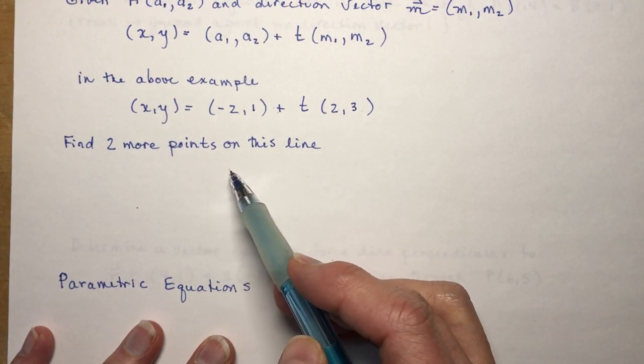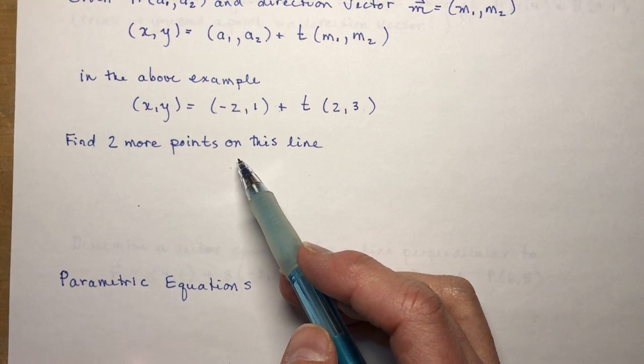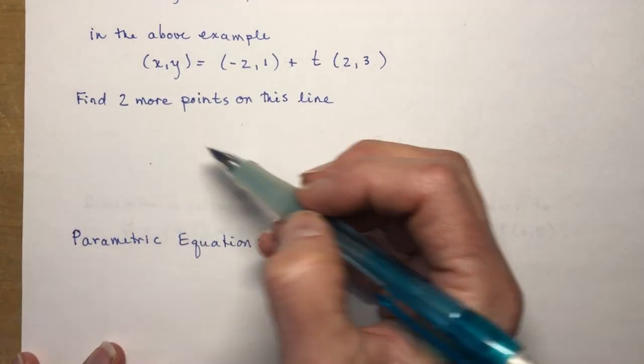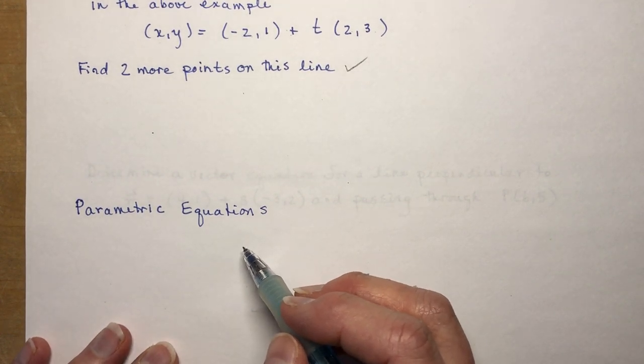Find 2 more points on this line. Oh, I just did that. I thought I didn't have enough room to do it. Okay, so we've already done this. Yay! What are the parametric equations though?